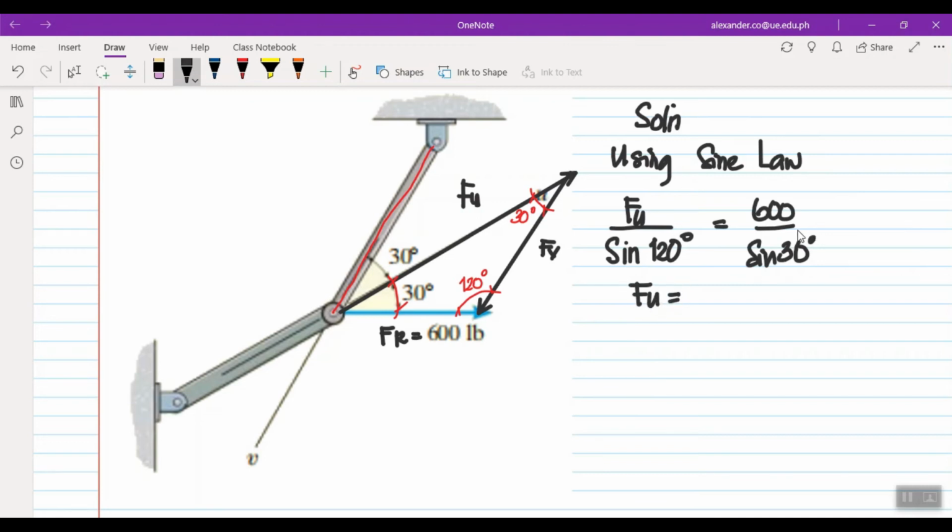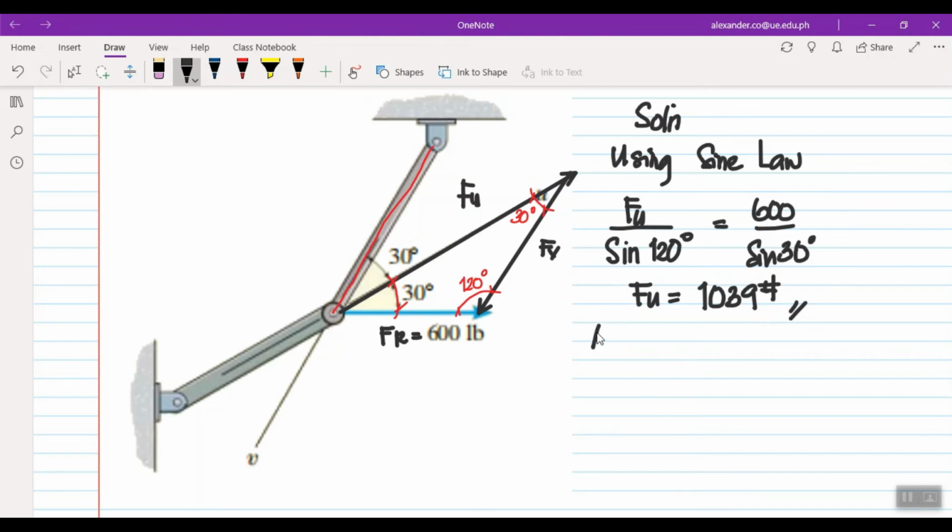Calculate natin. So, 600 times sine 120 divided by sine 30. Fu will be equal to, ilan? Compute. It's 1,039 pounds. Okay, so meron na tayong magnitude. And in direction, nandyan na naman, no?